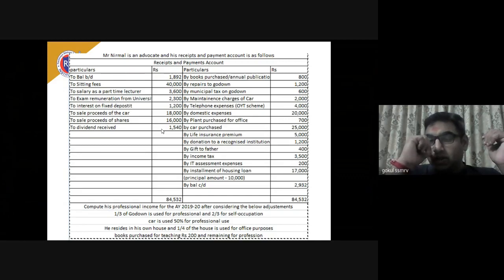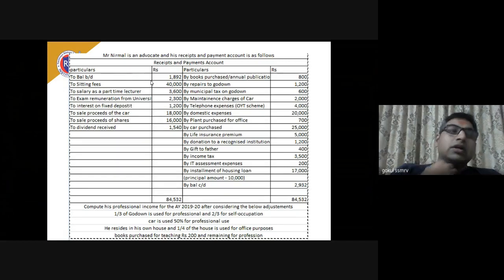And here you have, in this, can you identify which are his professional receipts? You can ignore balance brought down. Sitting fees is definitely part of his professional receipts, 40,000. Then salary as a part-time lecturer, I told you that doesn't become part of his professional receipts because that comes under income from salary.